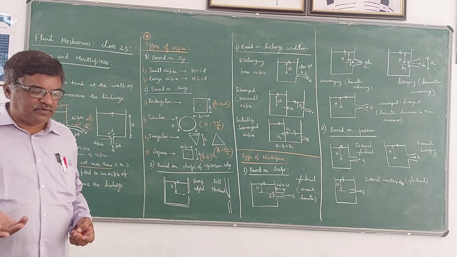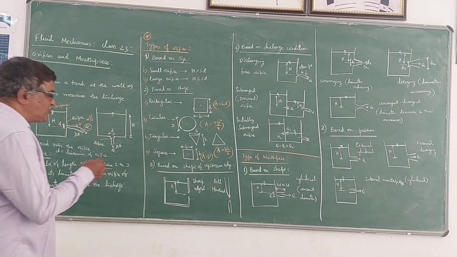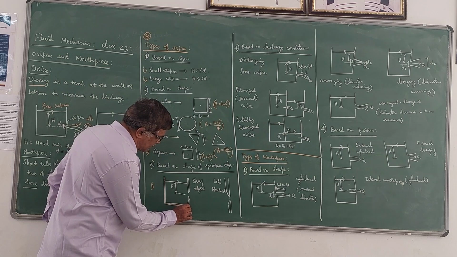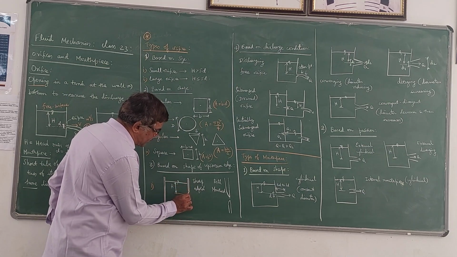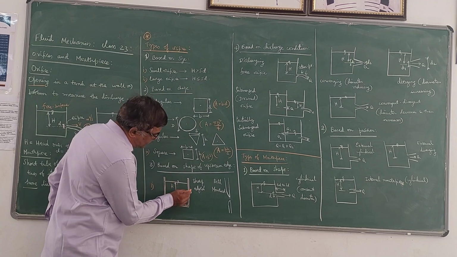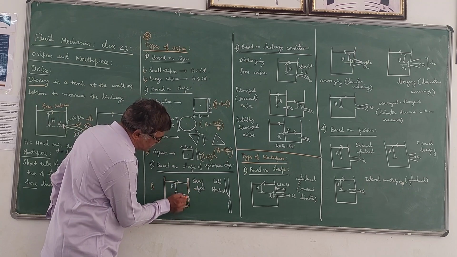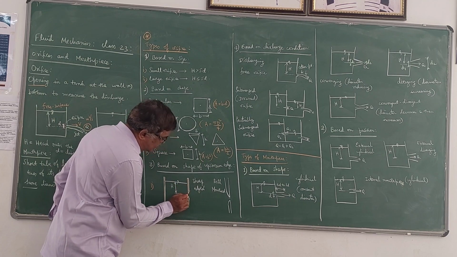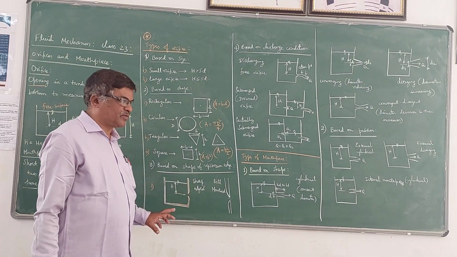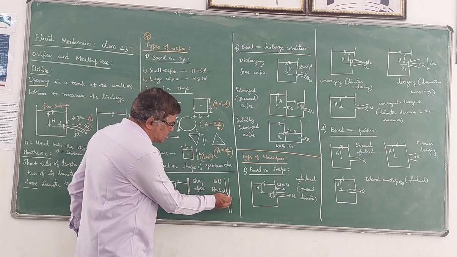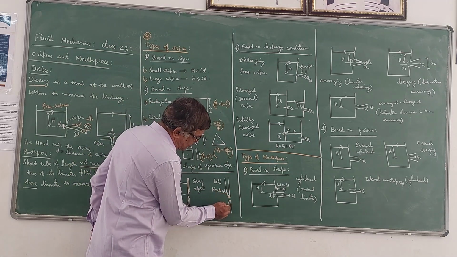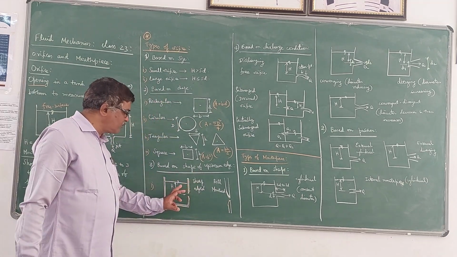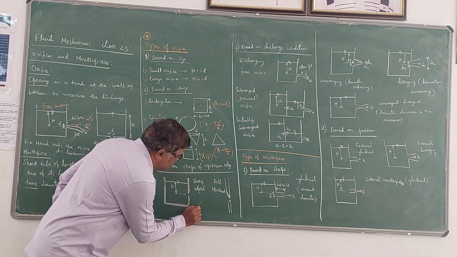Then coming to the third classification, based on the shape of the upstream edge, this is an important thing. Here you can see the tank wherein the orifice is provided, and this is the orifice opening. This is called the upstream edge. If the upstream edge is provided in this fashion, then it is called a sharp edged orifice. If the upstream edge is provided in this fashion, see the difference between this and this, then it is called a bell-mounted orifice. So depending on the shape of the upstream edge, it can be like this.